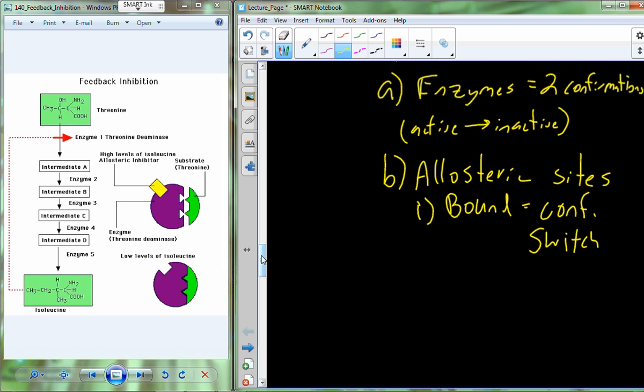When we bind a molecule at an allosteric site, and not all enzymes, by the way, follow the allosteric model, but many of them do, it causes a change to occur in the enzyme. The active site will open up, or becomes more accessible, so that the enzyme can undergo that chemical reaction.